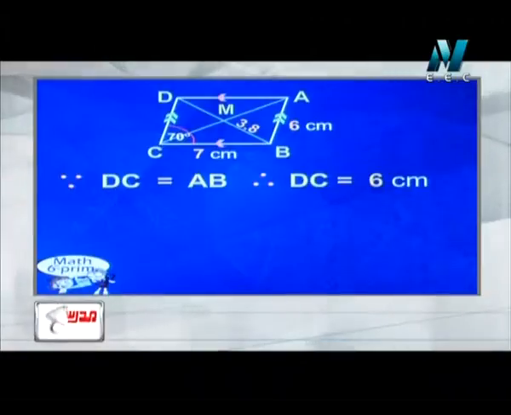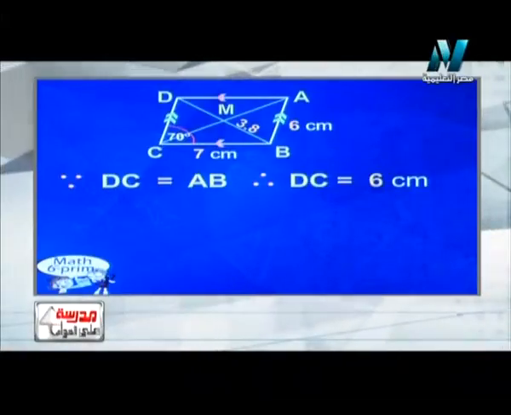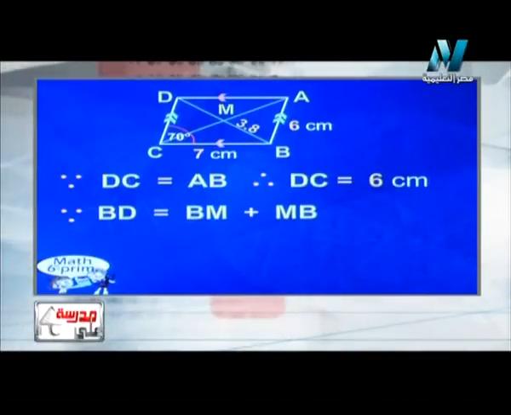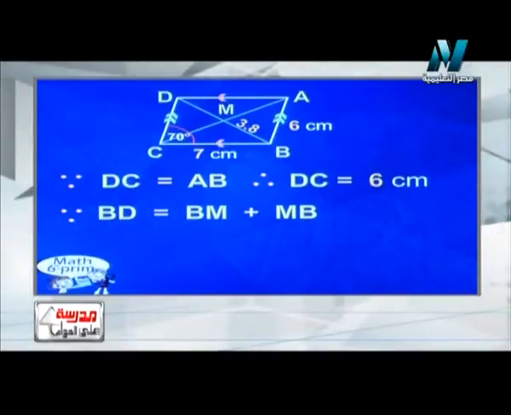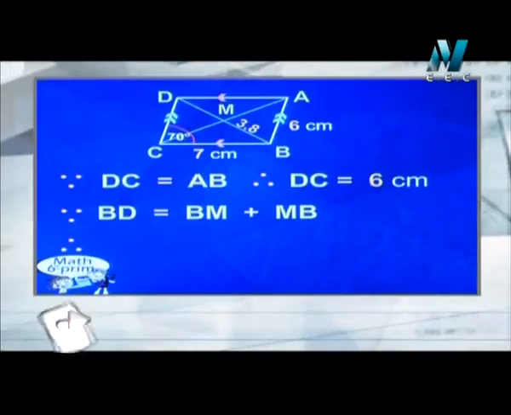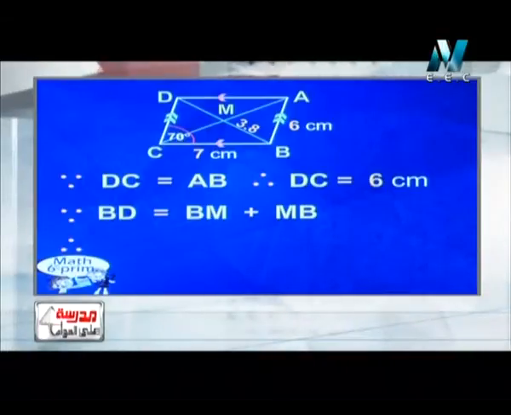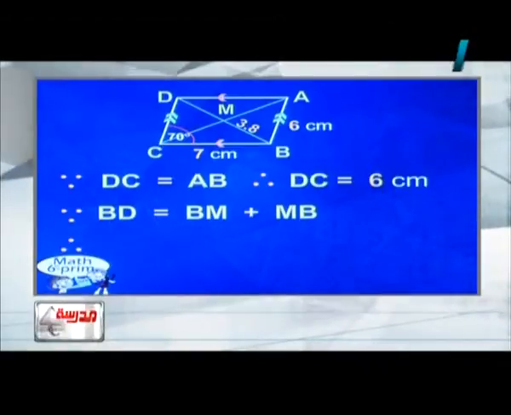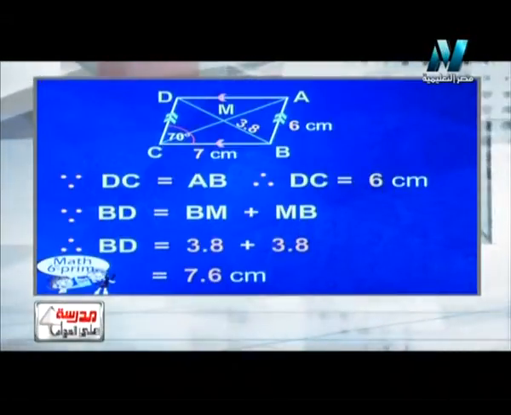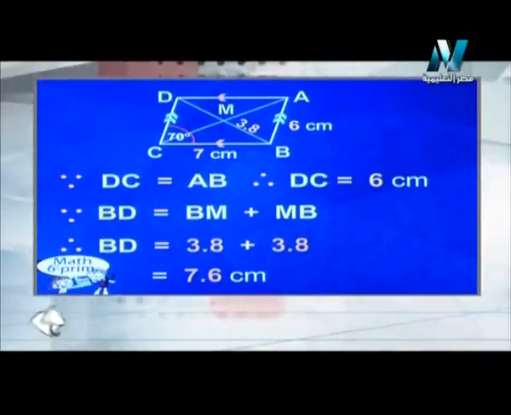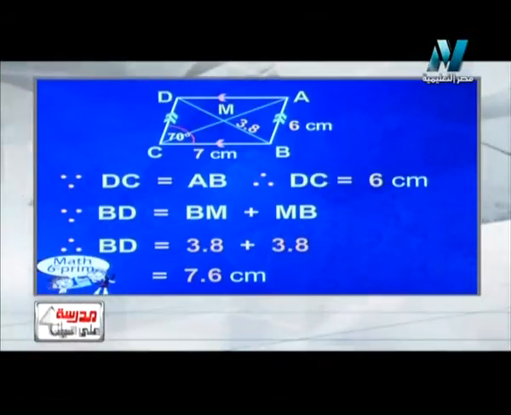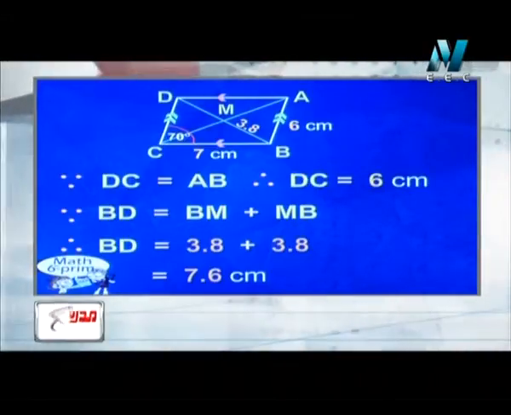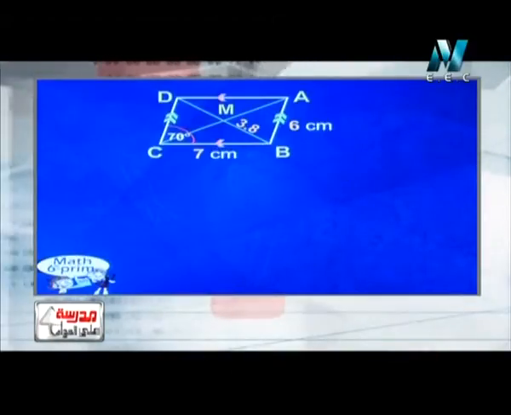Each two opposite sides are equal in length. DC equals 6, so yes, AB equals 6, the same side. BD equals what? BD equals the sum of BM plus MB, because the diagonals bisect each other. The length of BM equals 3.8 and the length of MB equals the same length, 3.8. So the length of BD equals 7.6. Now we can find the perimeter.